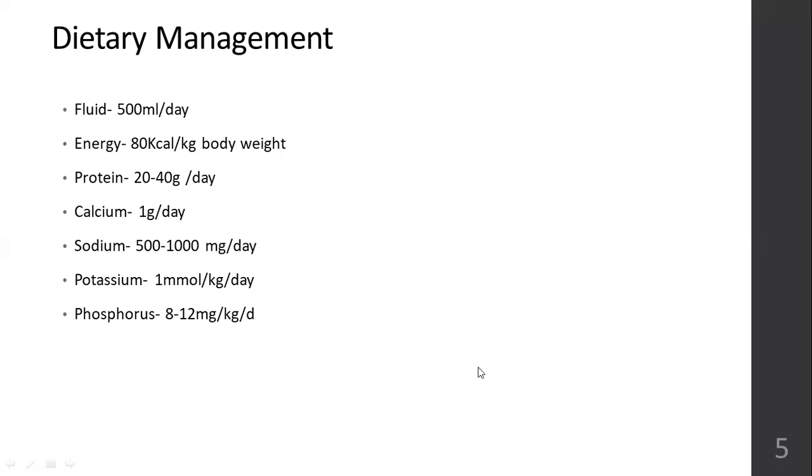Otherwise, the person will go into a state of catabolism. You don't want the patient to go into the state of catabolism. That is, the body is breaking its own cells and its own protein to make sure that the patient survives. So with calories, you can be liberal. Fats and carbohydrates, you can be liberal. Focus more on carbohydrates. Fat increase you should not do. Carbohydrates, you can be liberal.